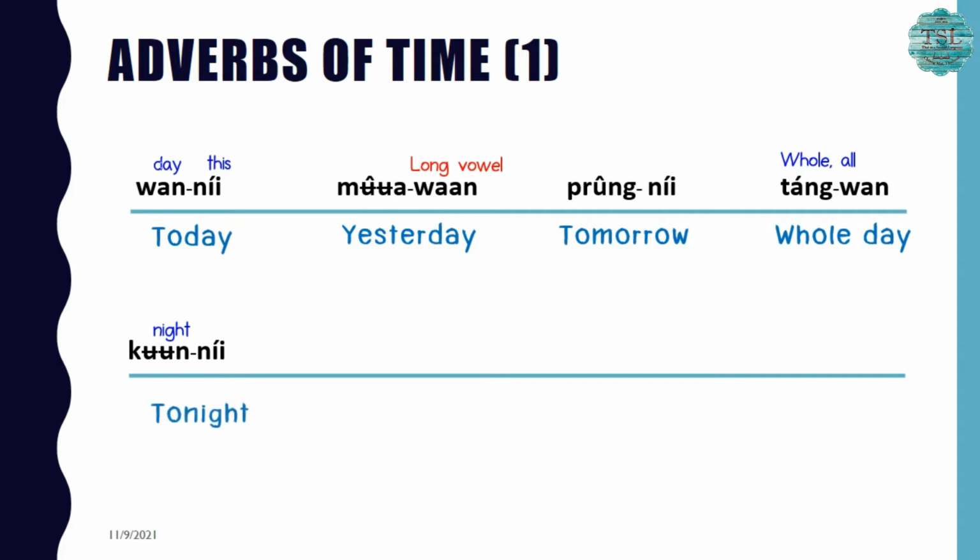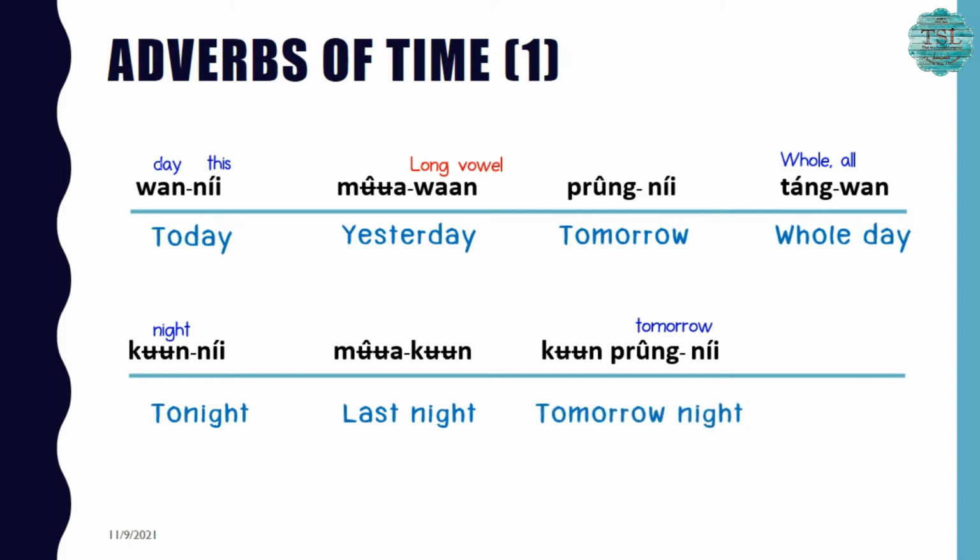actually means tonight. The next one is เมื่อคืน, which means last night, and คืนพรุ่งนี้. คืน means night, พรุ่งนี้ means tomorrow. So คืนพรุ่งนี้ means tomorrow night. And the last one of this slide is ทั้งคืน, which means the whole night or all night.